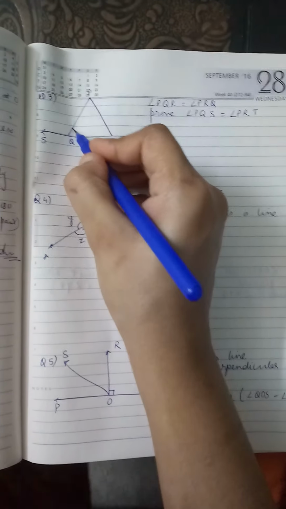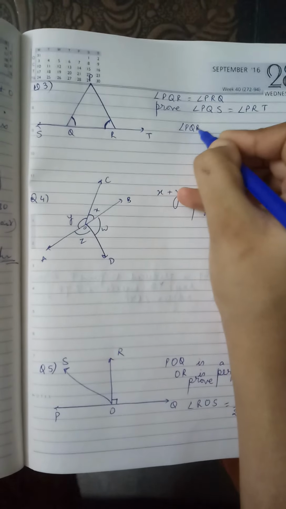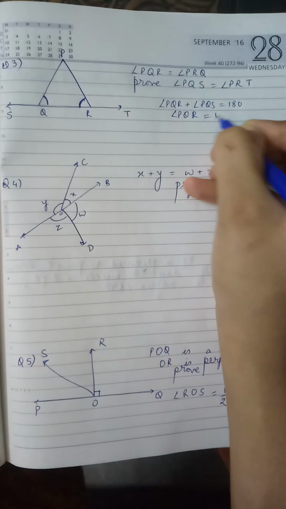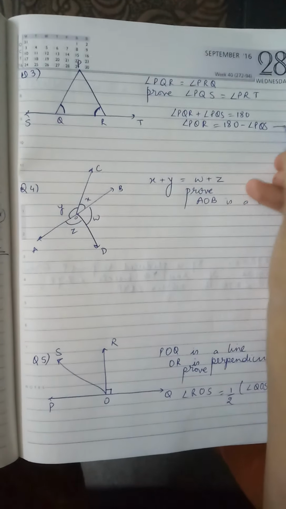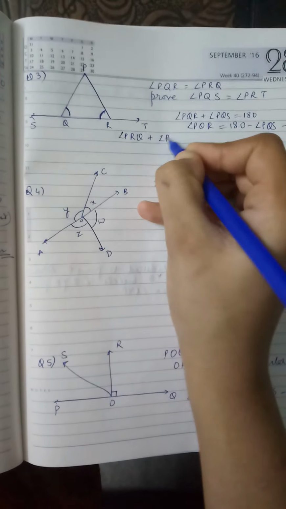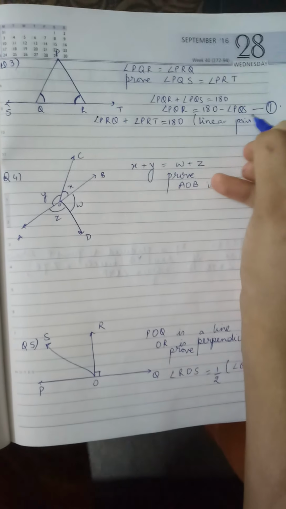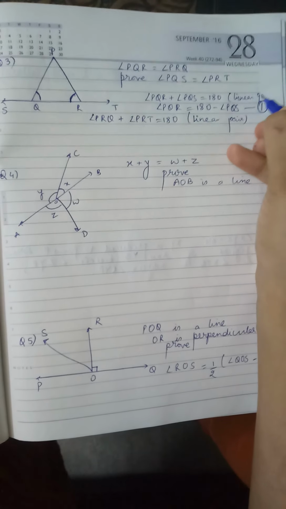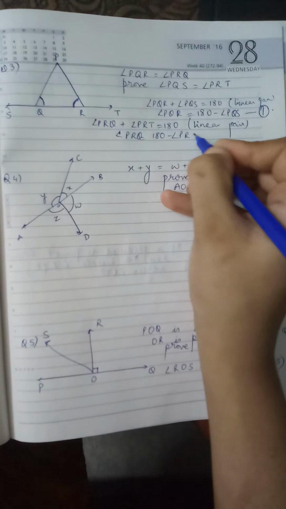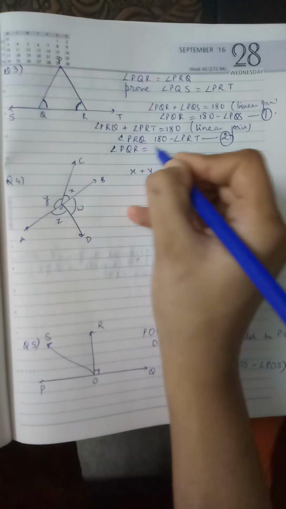Third question. We have been given angle PQR is equal to angle PRQ. See, angle PQR plus angle PQS is 180 degrees. So we can write angle PQR as 180 minus angle PQS. Name this as equation 1. Similarly, PRQ plus angle PRT is equal to 180 degrees. Write the reasons. Linear pair. This is also linear pair. So angle PRQ is equal to 180 minus PRT. This is equation 2.